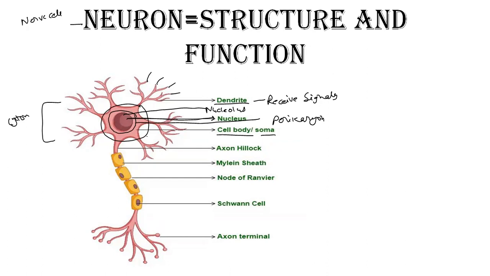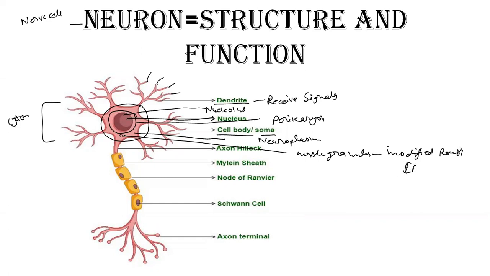The outer area of the nucleus is called the perikaryon. The cytoplasm of this neuron is known as neuroplasm. Nissl granules are found in this. Nissl granules are basically modified rough ER, which helps in protein synthesis. Now you can see this conical shape structure, that is called the axon hillock, and the axon arises from the axon hillock.